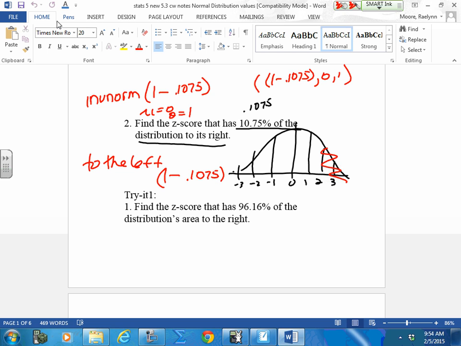Everybody remember doing this? We said we could also look it up in your table if you wanted to. So if you did 1 minus 0.1075, and you looked at 0.8925 in the table, in this part of your table, and you know it's positive, so you'd be looking on the positive side, not the negative. If you look this up, you should be able to find it, or something close to it, to pull out your z-score.